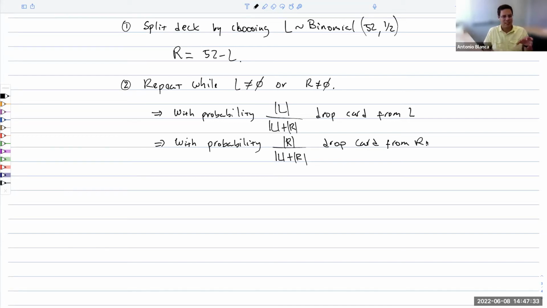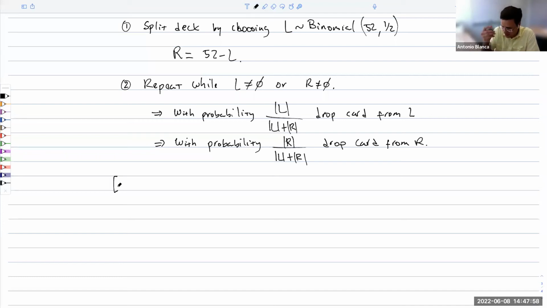And the intuition here is that if L is much bigger than R, this probability here is bigger than this probability here, because L is bigger than R. So that means that you are more likely to drop from the hand that has the most cards. Okay, so this is a mathematical model, and they say this is how you shuffle cards, but it's not clear that this is a good model. But it turns out that it is.